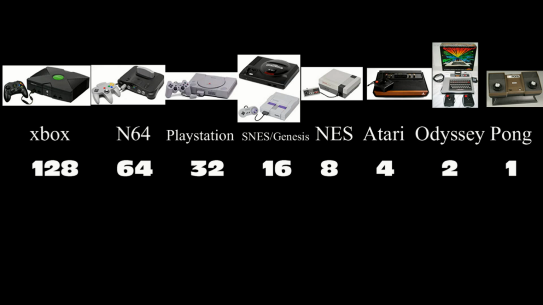So I started with Pong, then I played Odyssey, then Atari, then Nintendo, Super Nintendo, Genesis, then PlayStation, Nintendo 64, and then the Xbox. So that's how I was able to memorize the numbers. When I would write them down, I would just think of all the gaming consoles and fill it out like that. Now I remember the numbers by heart, just like I remembered the progression of gaming by heart.